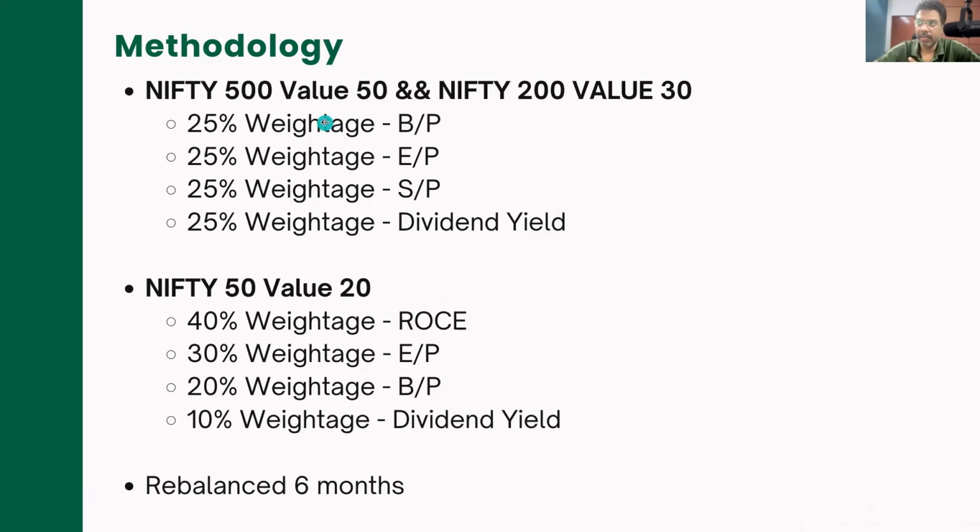Whereas the Nifty 500 Value 50 and Nifty 200 Value 30 are all in some way related to price. So they're inversely related to price. If the price of a stock starts to fall, the rank of this stock in terms of value will start to go up, and the value indices will start to hold them even longer because the ranks are better. Whereas Nifty 50 Value 20 doesn't do that. It gives only 50% weightage to price. Thereby, a falling stock is not necessarily loved by Nifty 50 Value 20.